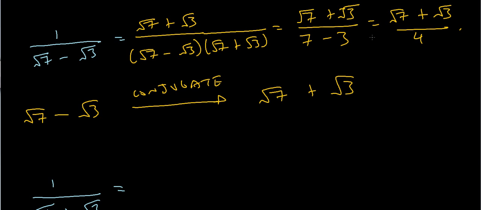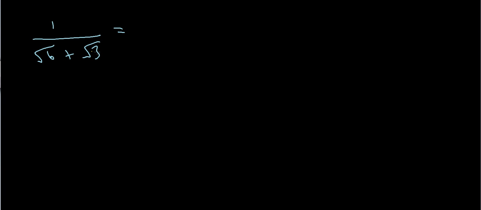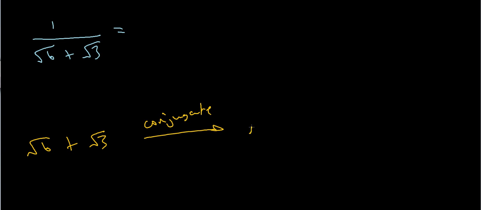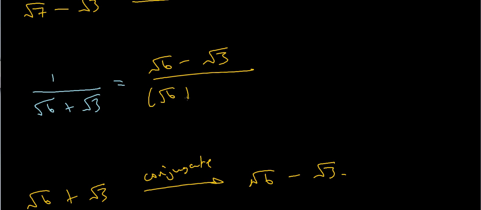So let's look at our final example. We're asked to rationalize the denominator of 1 over root 6 plus root 3. As before, we're going to multiply the top and the bottom by the conjugate of this number. The conjugate of root 6 plus root 3 is root 6 minus root 3. So if I go back to my example, I'm going to multiply the top and the bottom by the conjugate, which is root 6 minus root 3. So this becomes root 6 minus root 3, all divided by root 6 plus root 3 times root 6 minus root 3.